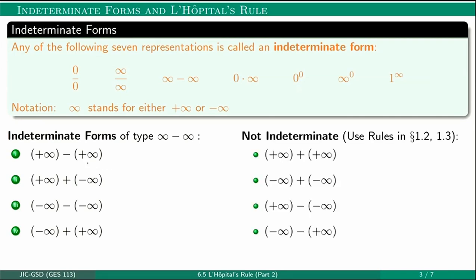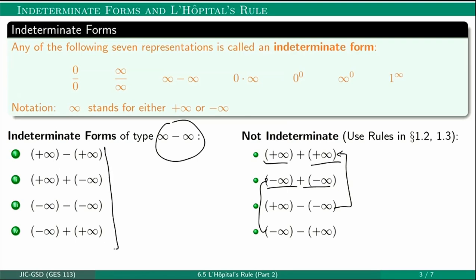The other 4 cases are okay because here one term is going to positive infinity, the other is also going to positive infinity, and both are going in the same direction. So this is not an indeterminate form. The second one is also not an indeterminate form. The third one is just similar to the first one, and the last one is just similar to the second one. So what we are going to consider infinity minus infinity indeterminate forms are only these 4 possible forms.